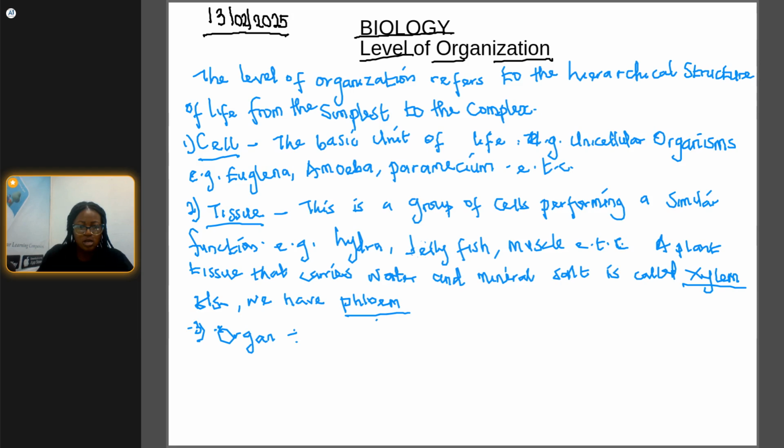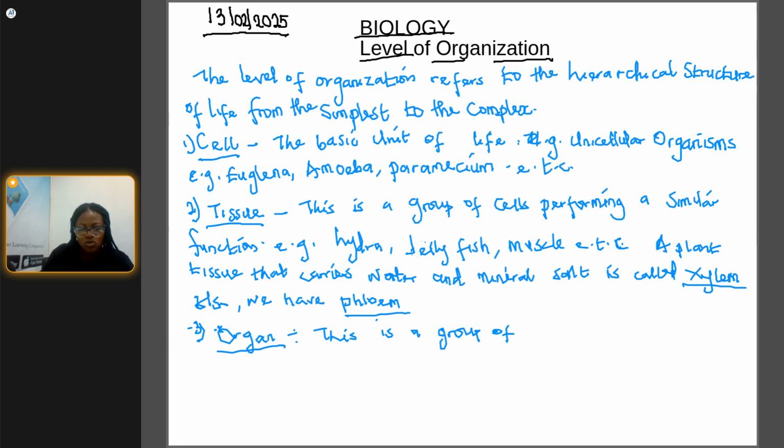Look, if you take note of the way we arrange all these things, you see that tissue is a group of cells. So if tissue is a group of cells, then what would your organ be? Then organ will be a group of tissue. Okay, it's as simple as that. This is a group of tissue. Don't forget we are arranging it in order of complexity from simple to complex.